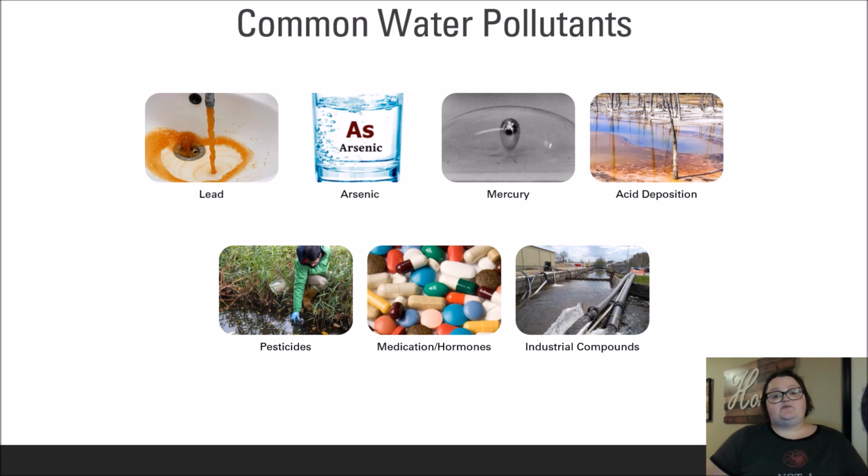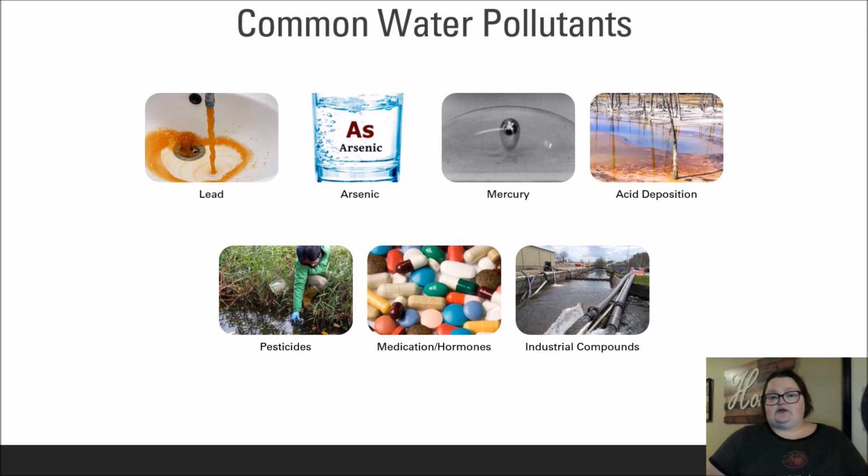Here we see a series of pollutants that are common in water sources around the world. Some of them are more common in different areas, but they are worth discussing as they have serious impacts on the potability or drinkability of water. Three of them are naturally occurring heavy metal compounds: lead, arsenic, and mercury.